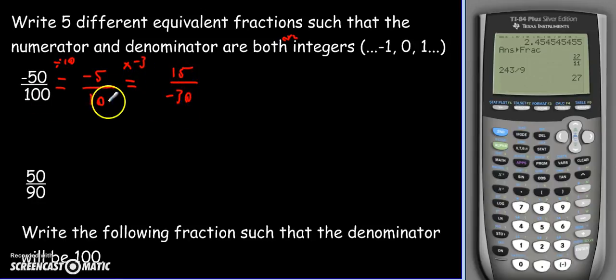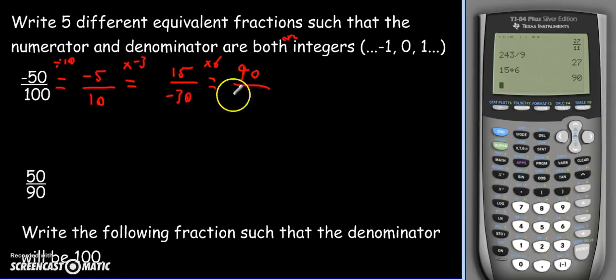All of these fractions are equivalent. Let's multiply them both by 6. Alright, what's 15 times 6? I don't know. 15 times 6 is 90. Negative 30 times 6 is negative 180.